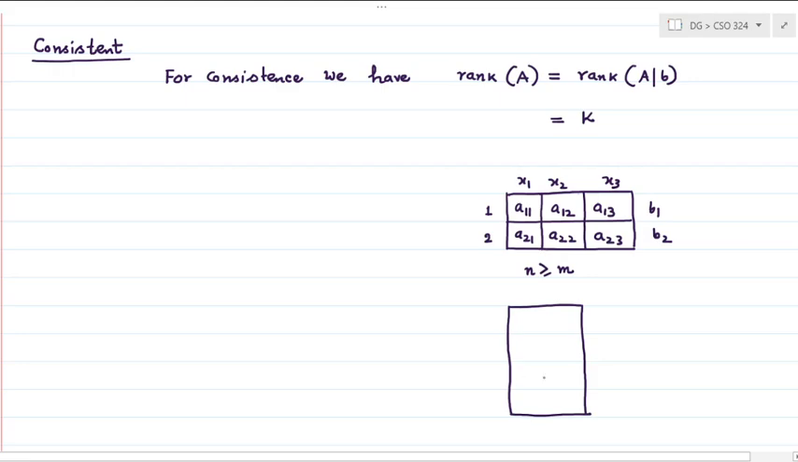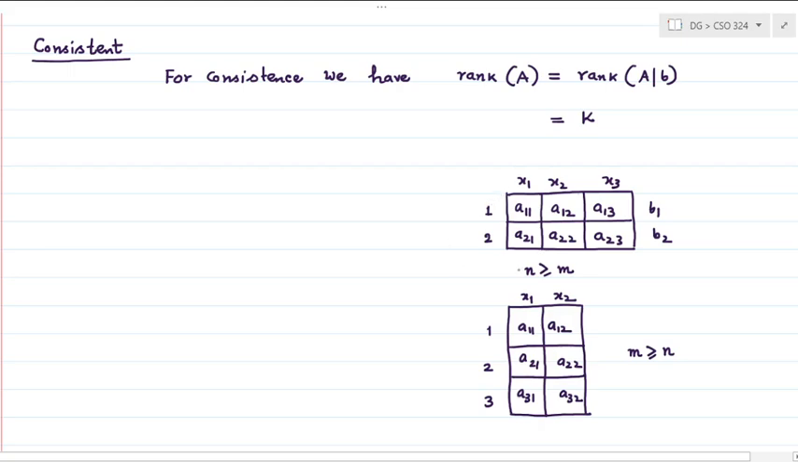For instance, we consider this particular system where the first row is A11, A12, the second row is A21, A22, the third row is A31, A32. Fine. And then x1, x2, and here goes B1, B2, B3, the first, second, and third equation. So if your number of equations is more than the number of variables, then we call it a vertical rectangular system.